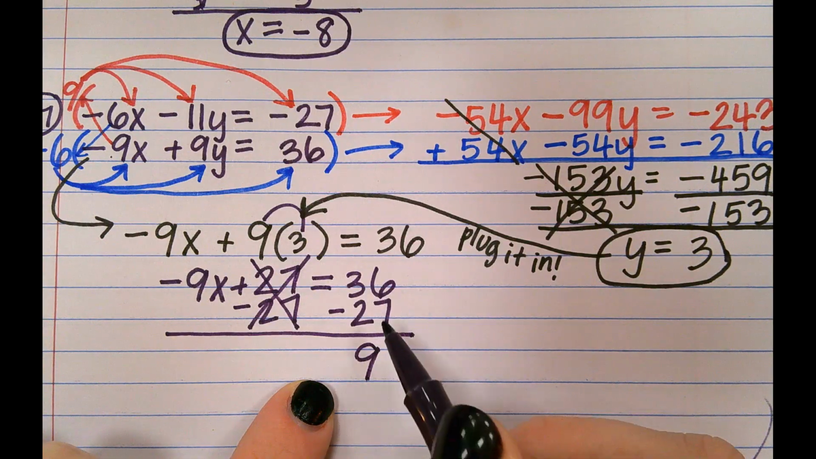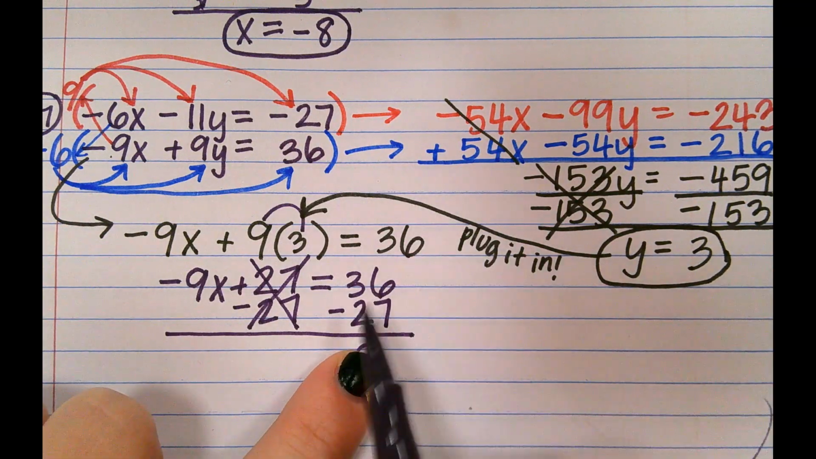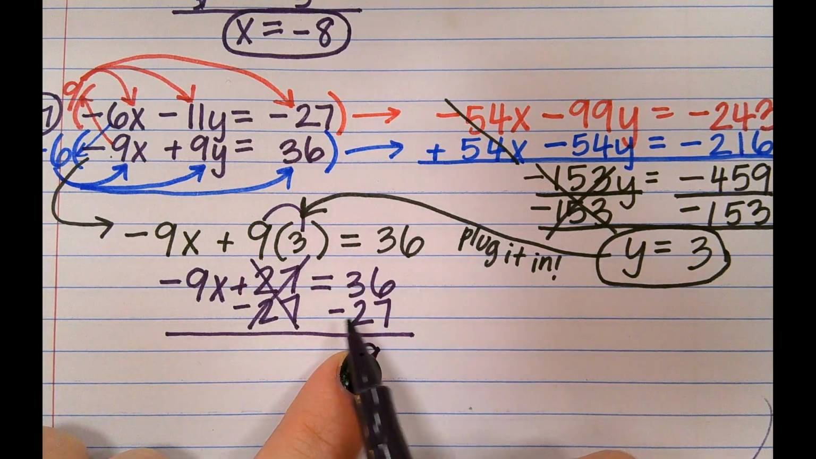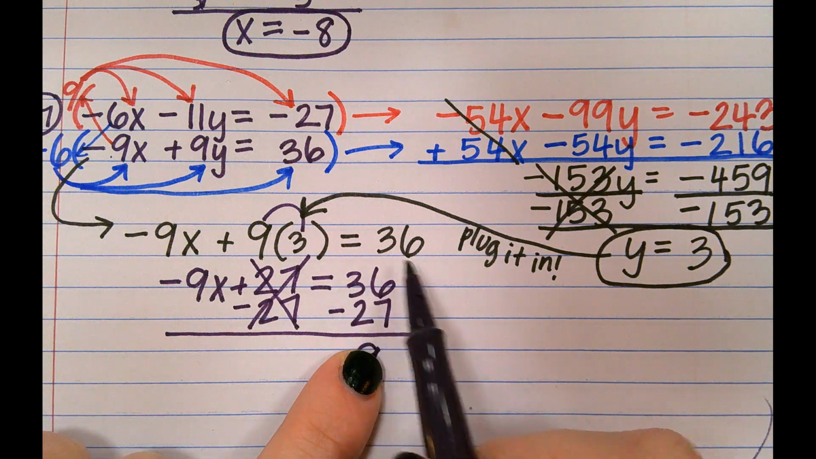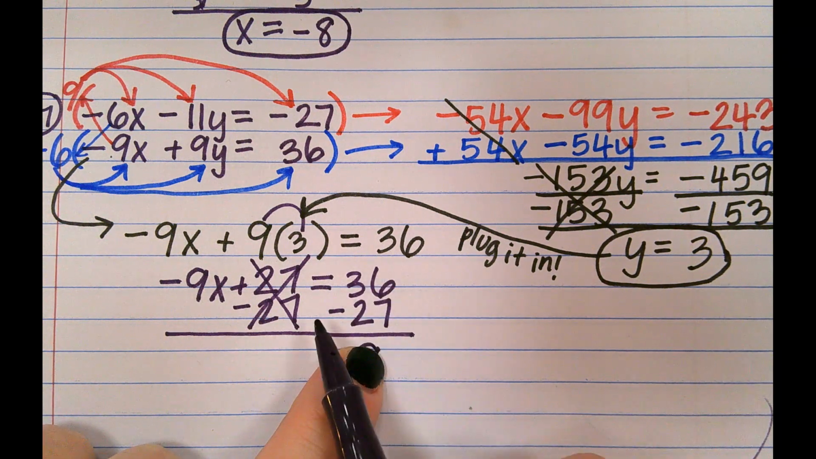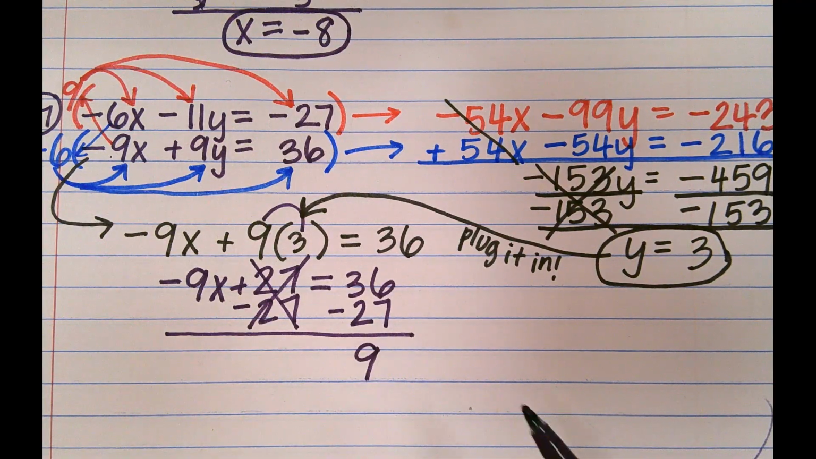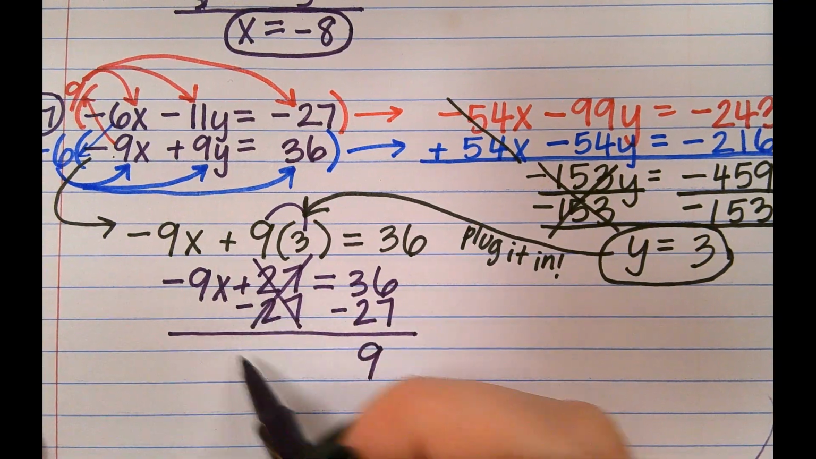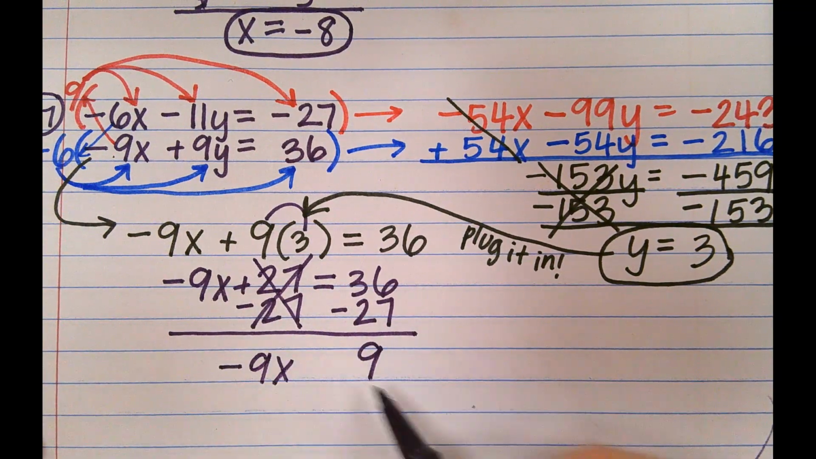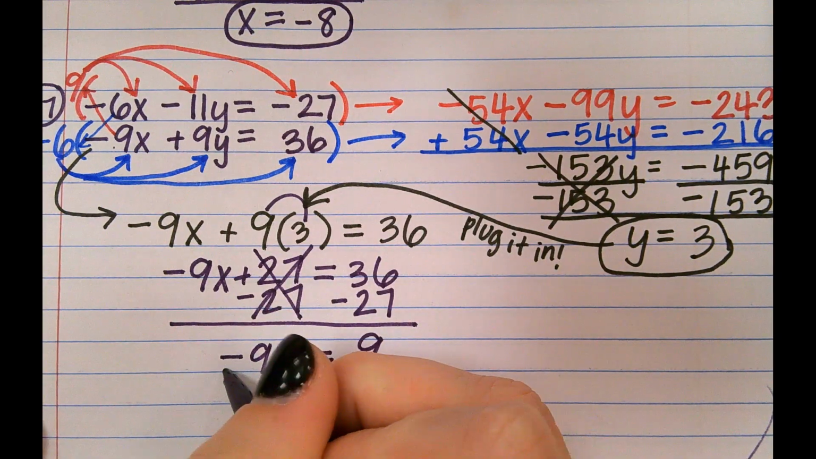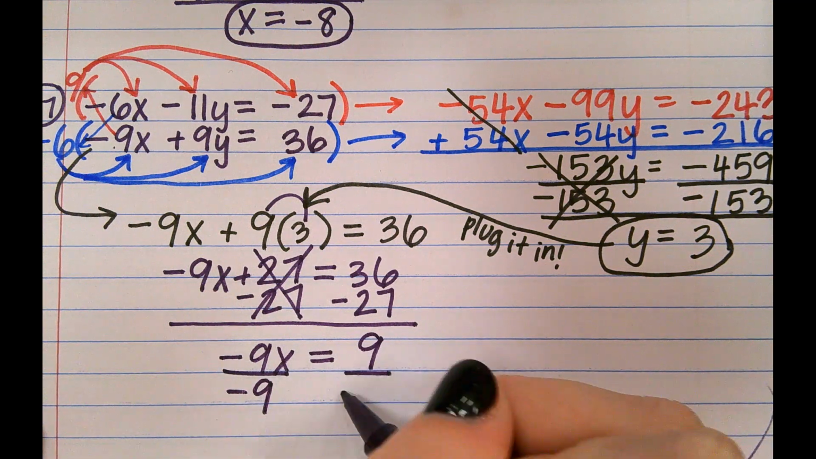Oh, wait a minute. What did I do? Did you type in negative 36 plus negative 27? Okay, so we have positive 36 and we're subtracting 27. Tell me what you're going to get there. 9. Yep. Good. Okay, what comes down? Negative 9x equals 9. Then we're going to divide negative 9x on both sides.